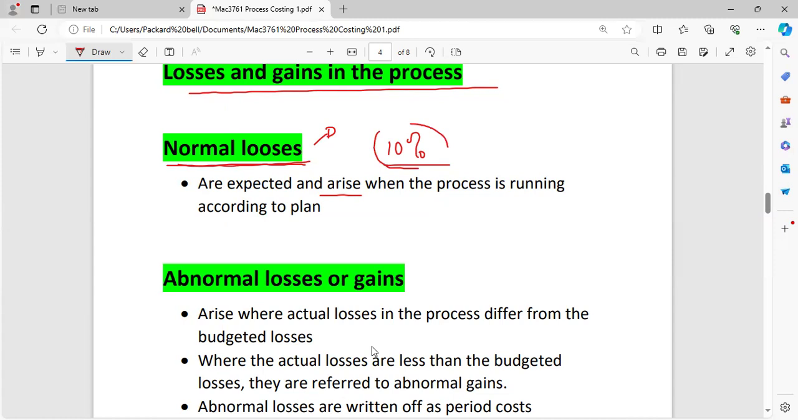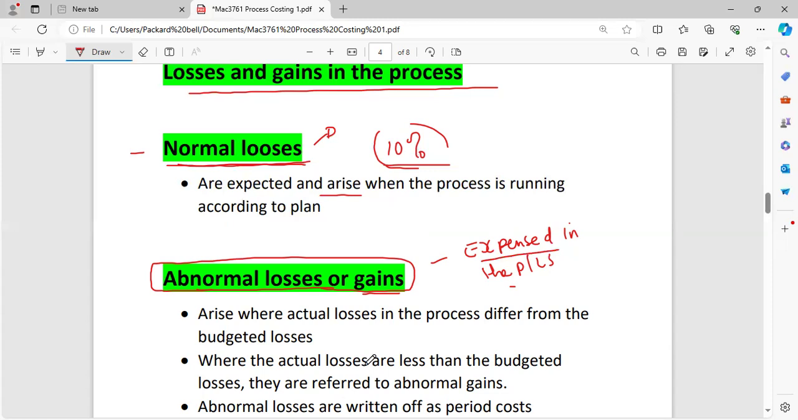But when we go to abnormal loss, you will see that abnormal loss will now be what we don't expect in the process. So in that case, abnormal losses will be expensed in the profit and loss. Abnormal loss, we expense them in the profit and loss. So they are going to be expenses. So if you have an abnormal loss in your calculation, I think we're going to see how we determine an abnormal loss, then it means you take it as an expense in the profit and loss account. So that's how we treat the two. This one will go as a production cost.